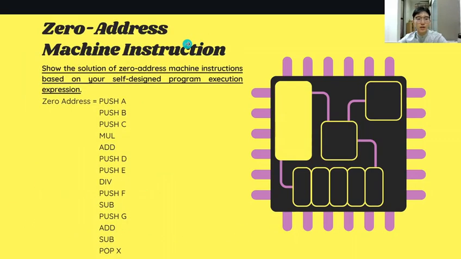The next step requires us to find the zero address machine instruction. To find the zero address machine instruction, we can refer back to the final result we got from the postfix notation just now.